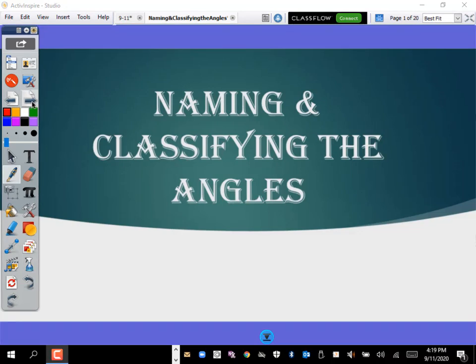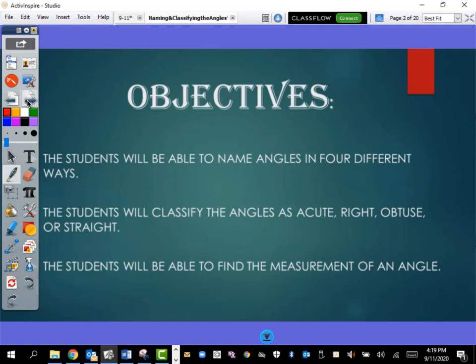Okay, class. So today we're going to talk about naming and classifying the angles. For today's objective, the students will be able to name angles in 4 different ways. The students will classify the angles as an acute, right, obtuse, or straight. And the students will be able to find the measurement of an angle. But first we're going to talk about naming an angle and classifying the angle.